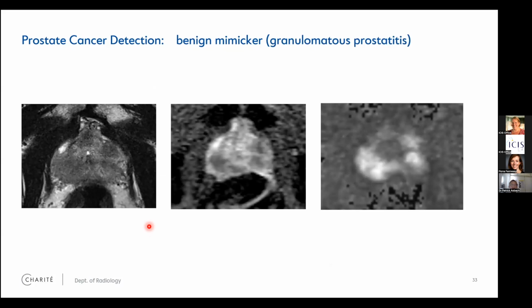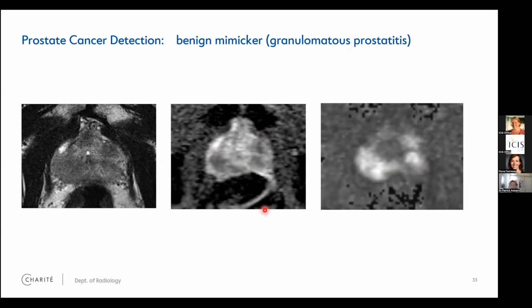And the second mimicker of prostate cancer is severe prostatitis, in this case, granulomatous prostatitis. On the left image, again, T2 weighted axial sequence, you see areas of low T2 signal in the peripheral zone. These areas show, again, a black and white pattern on diffusion, marked diffusion restriction, low signal on ADC, high signal on the high B value. So this is, again, PI-RADS 5 changes of basically the entire peripheral zone.